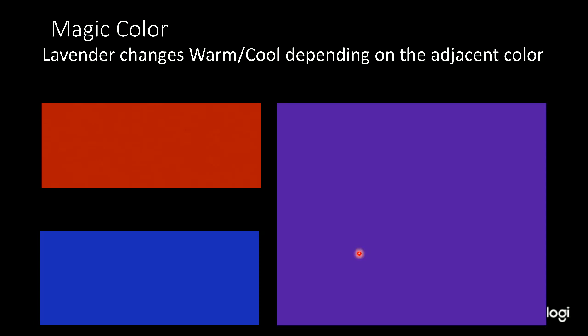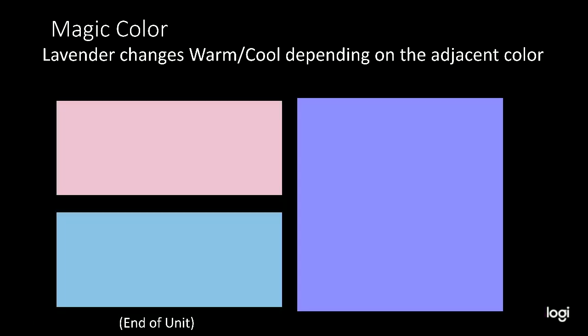Lavender has the ability to change between warm and cool depending on the adjacent colors. Even if we look at it in a more desaturated version, this light pink against the lavender feels cool, but the lavender feels warm when placed against a light blue, right? So lavender has this magical ability to shift between warm and cool, and this can be a very, very useful tool when we're working with light in the theater.